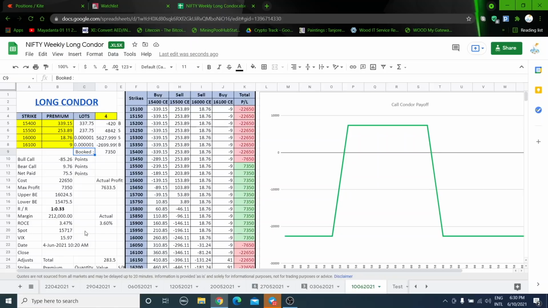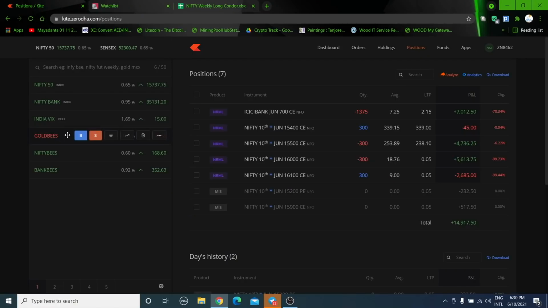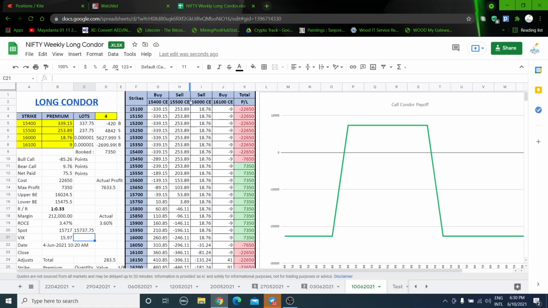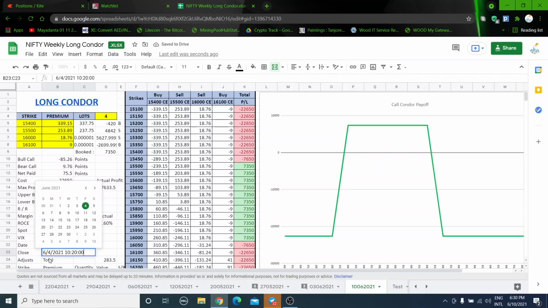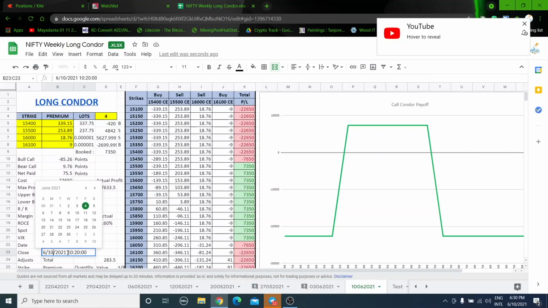Let us see where we closed. We closed at 15,737.75. And where is our VIX? The India VIX is at 15, so it did not change much. It is exactly at 15, and we have not closed the position, we just left it as it is. Today is 10th of June, and we have left the position as it is.